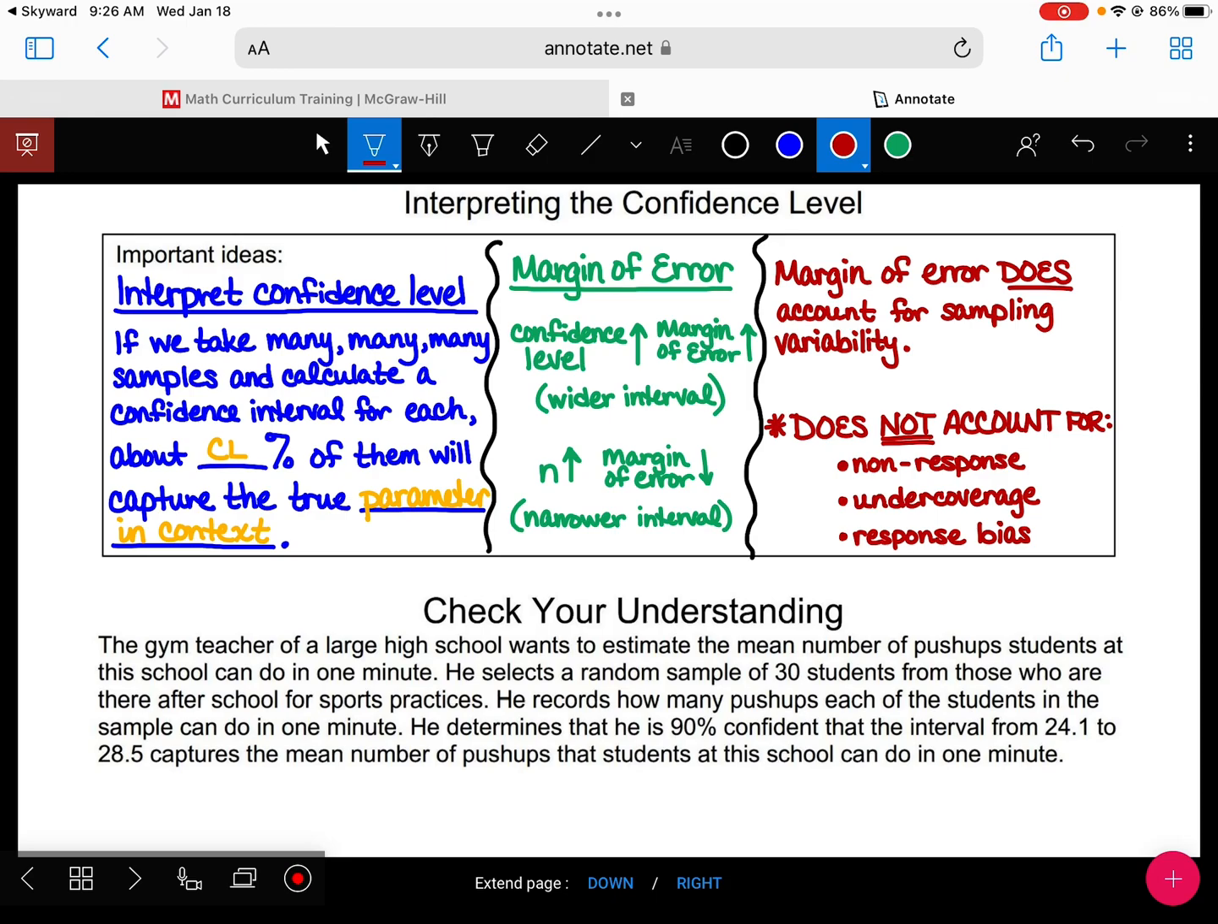Does anybody remember what those different types of bias mean? What is a non-response bias? People who didn't respond. They were asked, but they chose not to respond. Non-response. What is undercoverage bias?